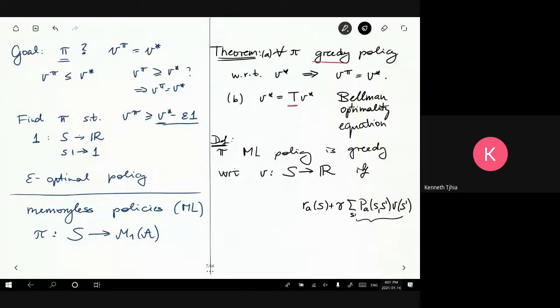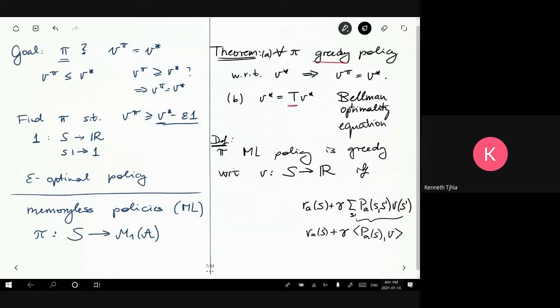And it's too much writing, so I want to introduce this inner product notation. So instead of this sum, remember that P_{a,s} is a vector of probabilities. I can just take the inner product between this vector of probabilities and V, and that's the same thing as this sum, right? Just using inner product notation. And then I can write the same thing.